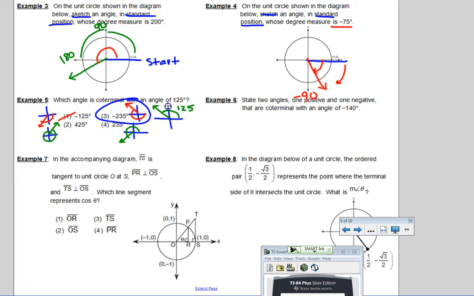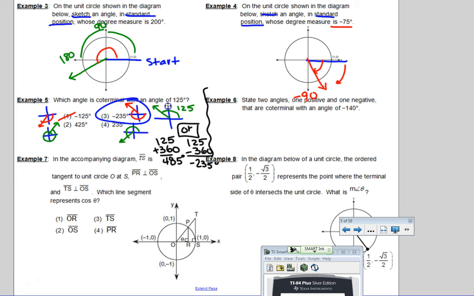The other way you could have done this problem was by the circle method. You can think circles. With 125, you can either add a full circle forward, or subtract a full circle back, and you will be in the same spot. So if I add a circle, I'm at 485. That is another coterminal angle. If I subtract 360, I get negative 235. And that's another coterminal angle. And that's the one that's listed. But there are many more. You just want to go with the one choice that's right.